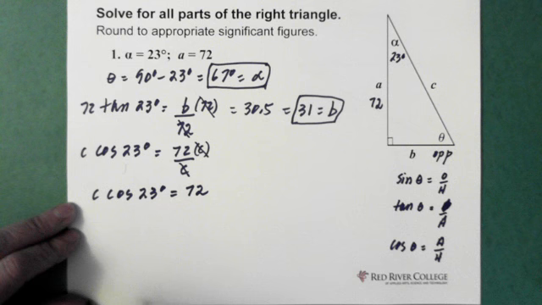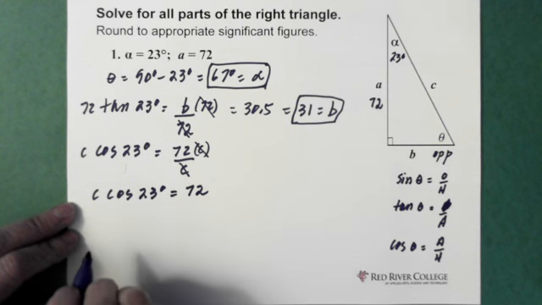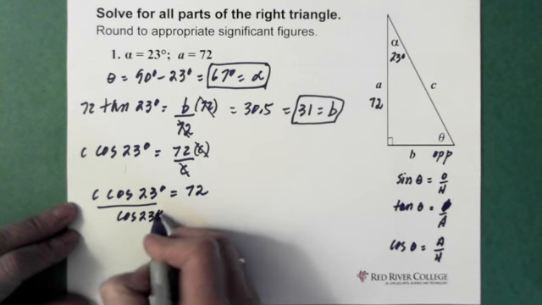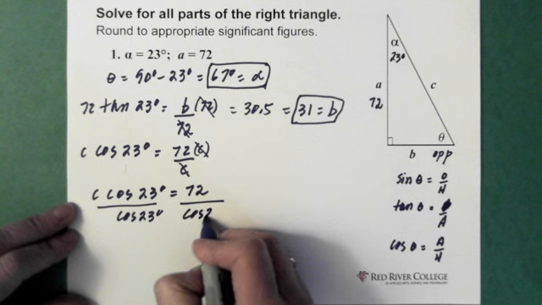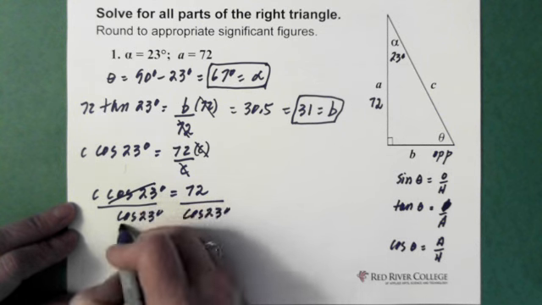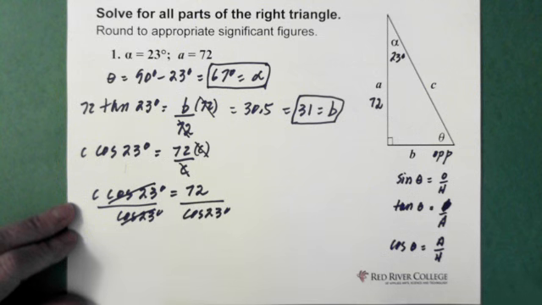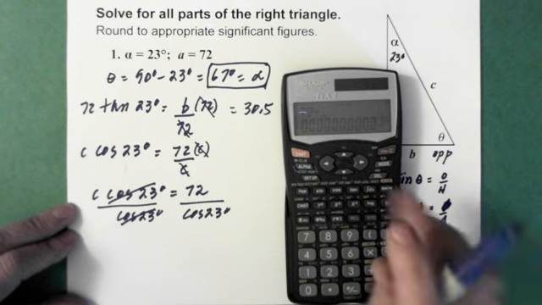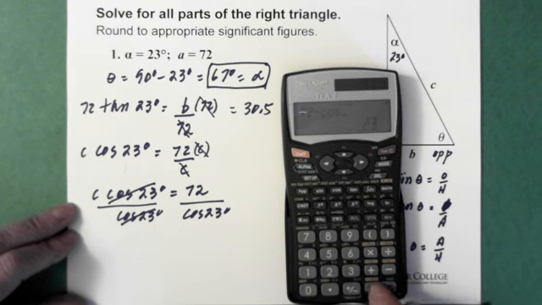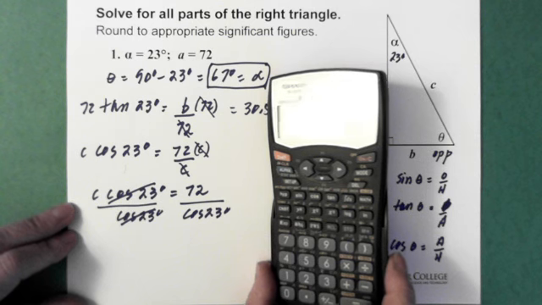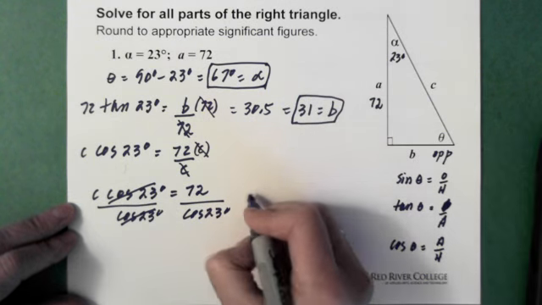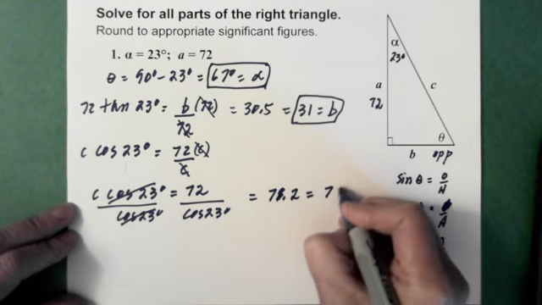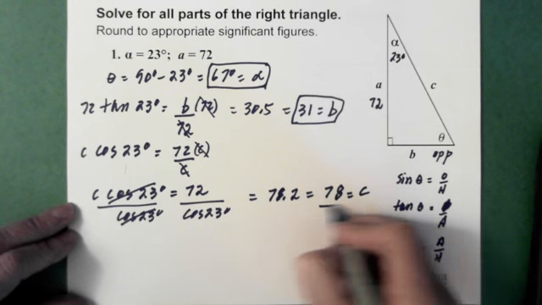But again, we want C by itself, and it's multiplied by the cos of 23 degrees. So we divide by the cos of 23 degrees on both sides, and we're left with C equals 72 divided by the cos of 23 degrees. So 72 divided by cos 23 equals 78.2. So C equals 78.2, 2 sig figs, that would be 78. And that is our C.